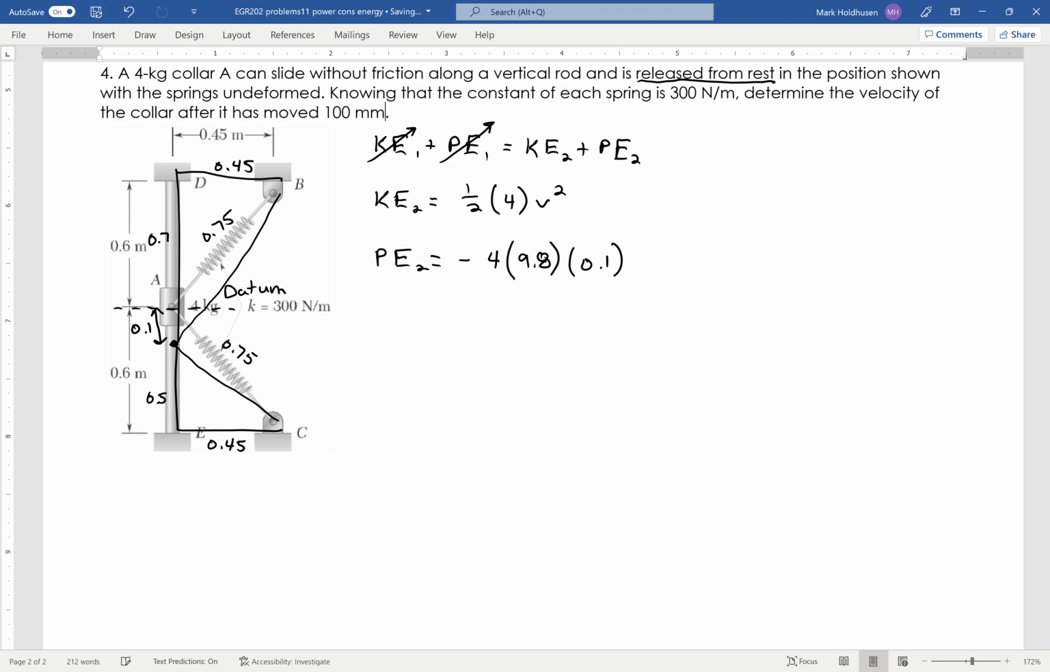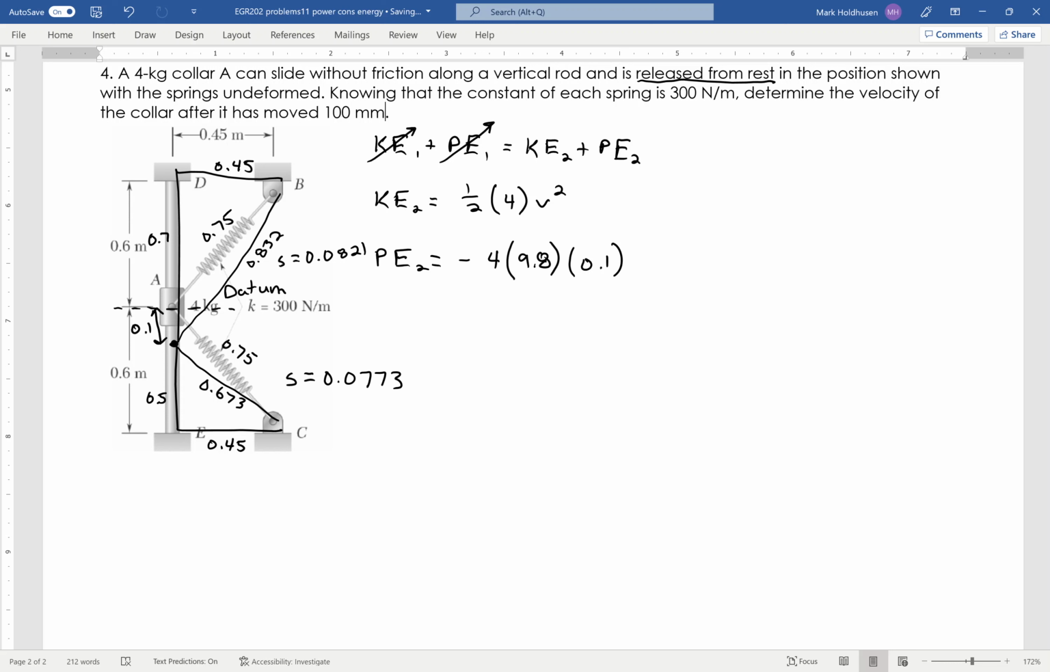and I get this side equal to 0.832 from Pythagorean theorem. The other one is 0.673. Therefore the stretch on the bottom spring is 0.75 minus 0.673, and I get 0.0773. Up on this one, I get 0.832 minus 0.75, and I get 0.0821.